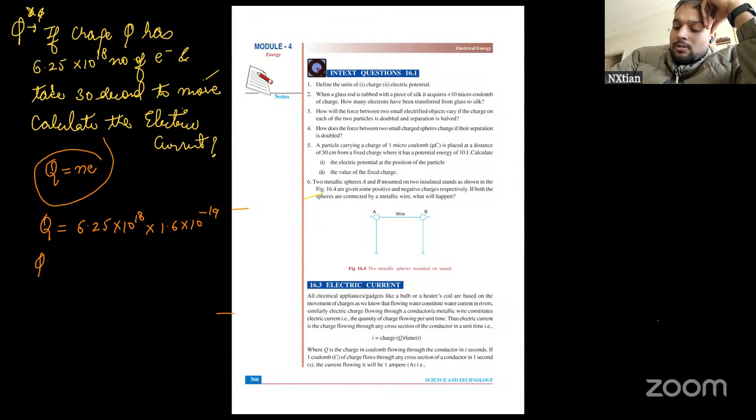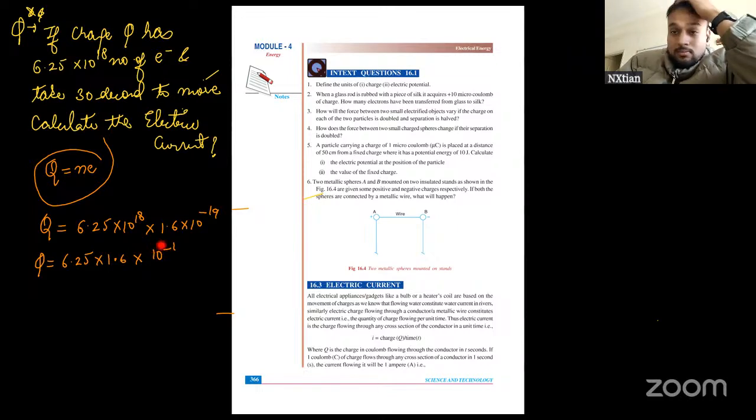So Q is equal to 6.25 into 1.6 into 10 to the power minus 1. How did it come? See, this is the same base with different powers, so we have to add them. 18 plus minus 19 becomes 10 to the power minus 1. Understood, guys? Yes or no? Sam, did you understand?